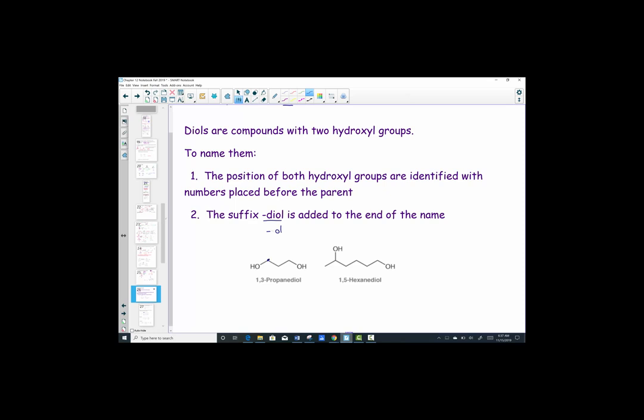So here we have a 3-carbon chain, the root word there, propane. On carbon number 1 and on carbon number 3, we see a hydroxyl group.